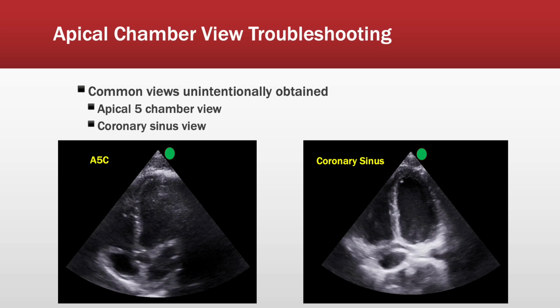Now, oftentimes when we are trying to obtain the apical 4-chamber view, we accidentally end up obtaining something that looks like a 5-chamber. The reason it's a 5-chamber is because it has the aortic outflow tract or the aortic valve coming into view. And at times we can also obtain something that looks like this, which is our coronary sinus view, in which you can see the coronary sinus traversing that posterior aspect behind the atriums, right? To then eventually dump into the right side of the heart. So how can we fix this?